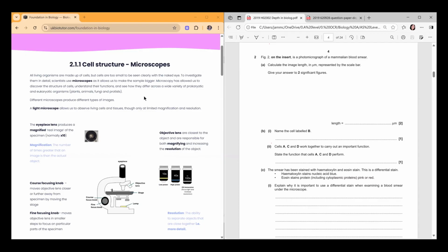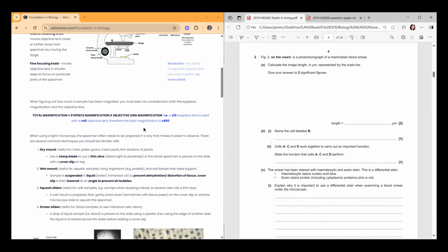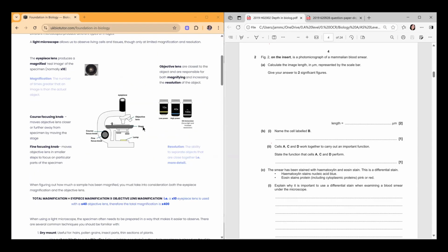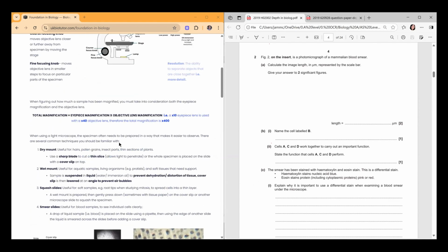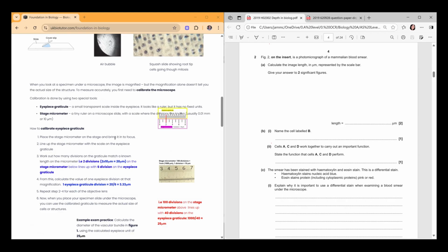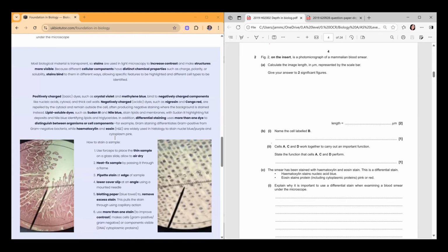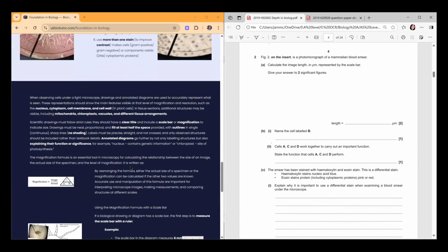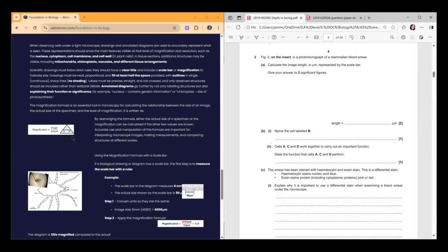So here you can see my website, which is ukbiotutor.com, and on there is lots of information about the use of microscopes. So it's the cell structure, it's got information about the microscopes that you need to know. It's also got information about how to do the different types of preparations of your slides, as well as how to use an eyepiece graticule, and also information about what you're looking at with the different dyes, and when you are using the magnification calculation. So all of that is there on my website, ukbiotutor.com, for you to use.